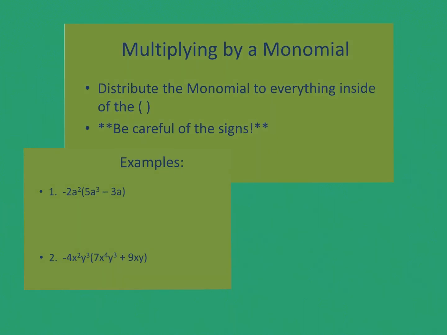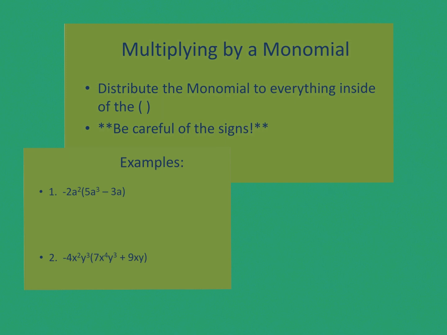Next up, multiplying by a monomial. That means we're going to have a monomial multiplied with some other polynomial: binomials, trinomials, 4 terms, 5 terms. It's a big distribution property. Remember back to when we did distribution, the number outside the parentheses distributed through multiplication to everything inside the parentheses. We just have to be careful of signs, pluses and minuses, as well as our exponent rules when we're working through each of those questions.